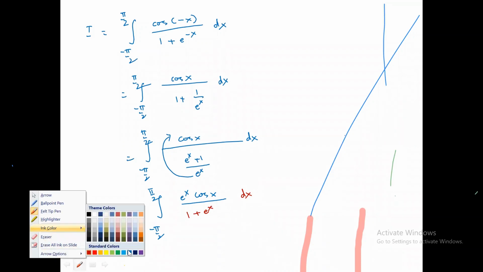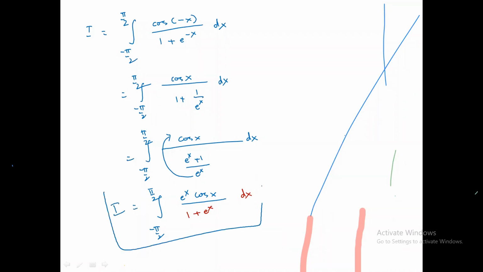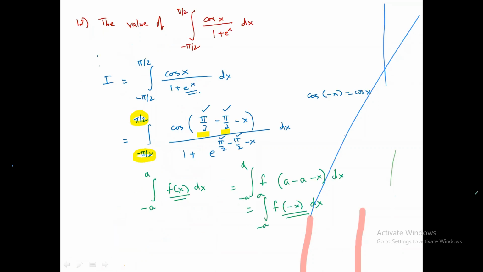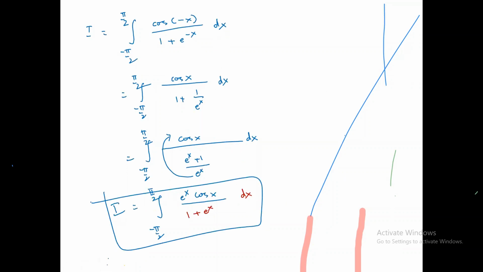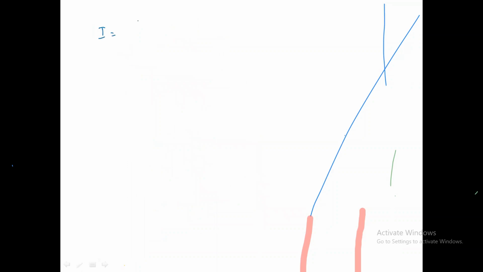Okay, so this is my I now. I got a new I. But initially, if you see in the previous page, this was my I. I'm writing both the I's on the next page. First I took the integral from minus pi by 2 to pi by 2 of cos x by 1 plus e power x. The second I got is the integral from minus pi by 2 to pi by 2 of e power x cos x by 1 plus e power x. Now, why did I write this? Because I can add both of them.